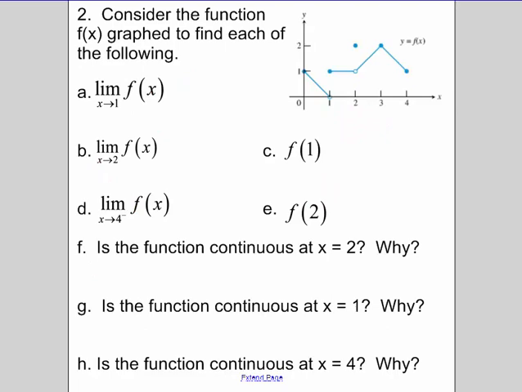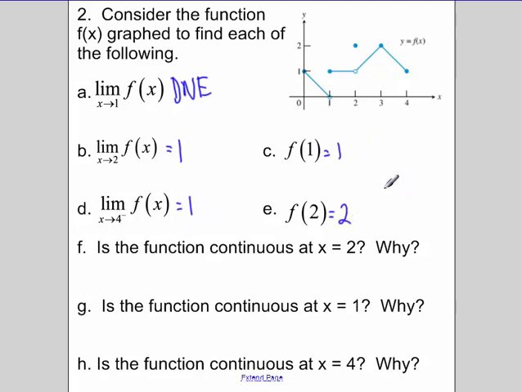Okay, this is probably one of my favorite types of problems. It always shows up on quizzes and tests. Okay, lots going on here. Finding the limit as x goes to 1: my left limit doesn't equal my right limit, so this does not exist. Limit as x goes to 2: left and right both equal 1. But f of 1 is equal to 1. Limit as x goes to 4 from numbers a little bit less, that is also 1. And my f of 2 is equal to 2.